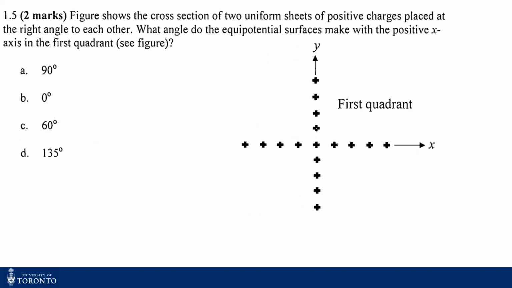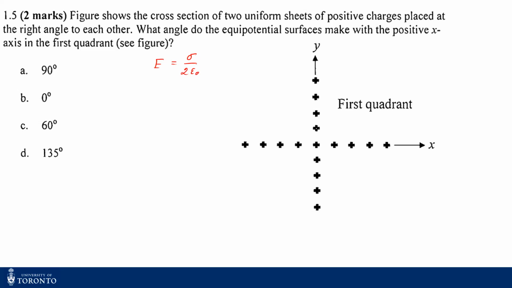And here we see two positive charge sheets in the x-axis and the y-axis direction, and they are uniformly positively charged. We have to find out the equipotential surfaces with respect to the positive x-axis in the first quadrant. All right. So now we know that the electric field for a sheet of charge is sigma by 2 epsilon naught. So that's for one direction.